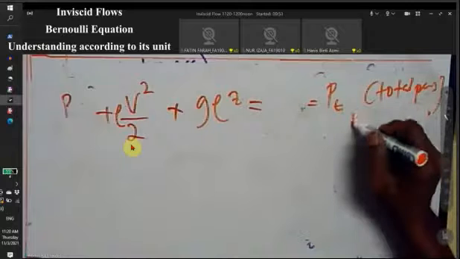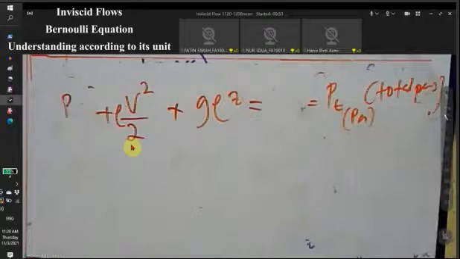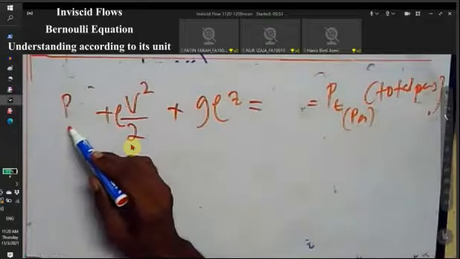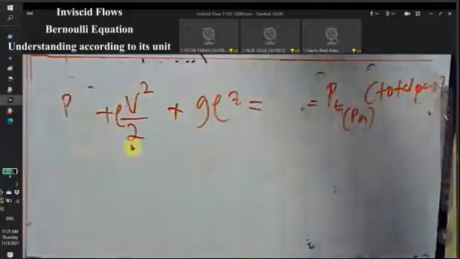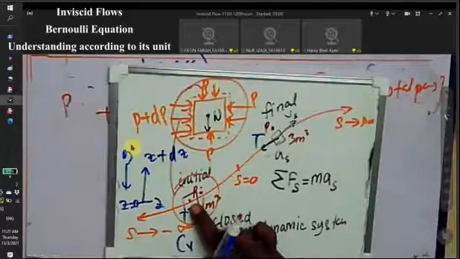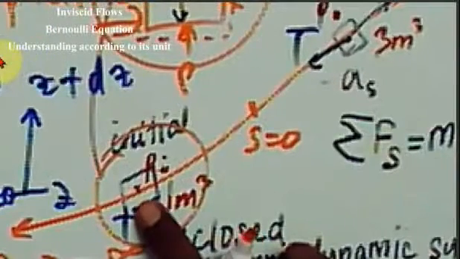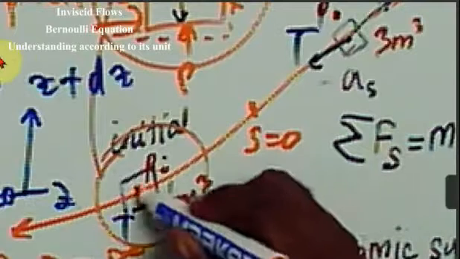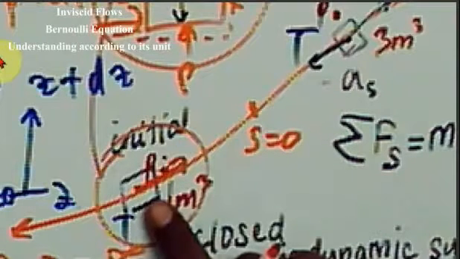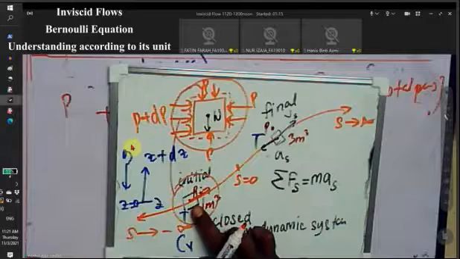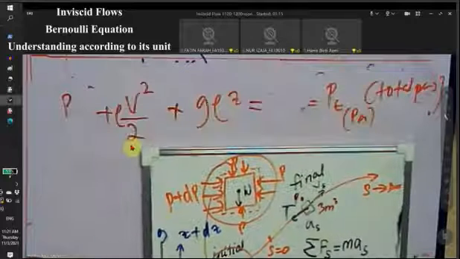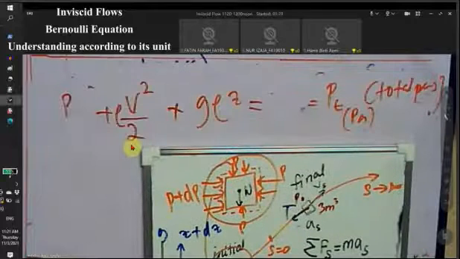So the unit will be in Pascal, right? So what does this mean? As you remember, here is the static pressure at this location, the pressure at the point, and then we have a dynamic pressure because of the velocity. So the velocity creates the dynamic pressure, and then we have the hydrostatic pressure, right?